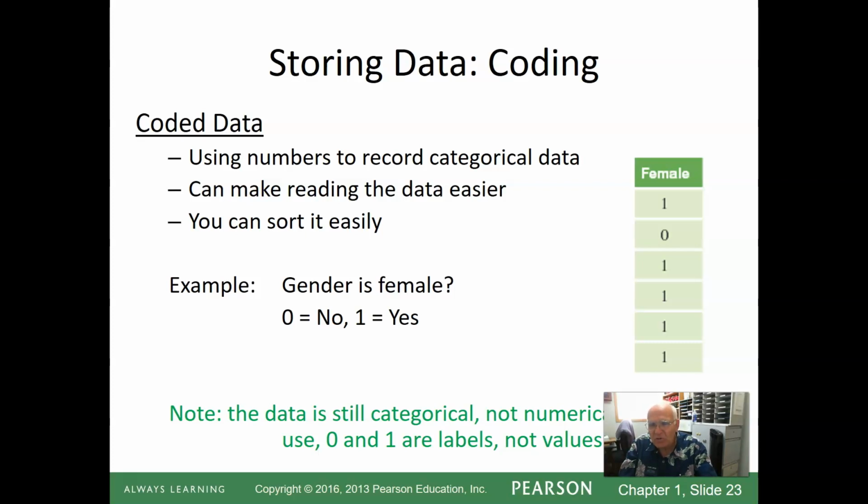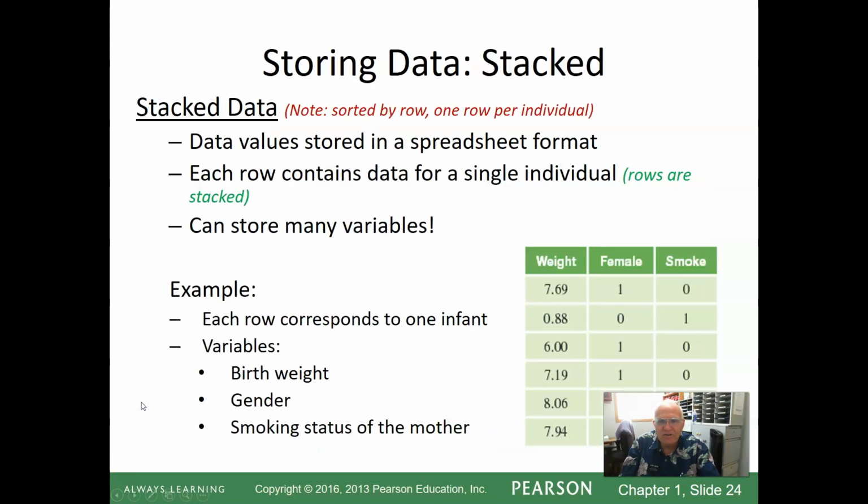StatCrunch has the ability to code data and to recode it and to put other names in there. I would just go with the standard male and female, because if you do it a way like this, it sometimes is subject to errors. And it's just easier to record it in straight text form. So that's a good thing to keep in mind anyway as you look at this.